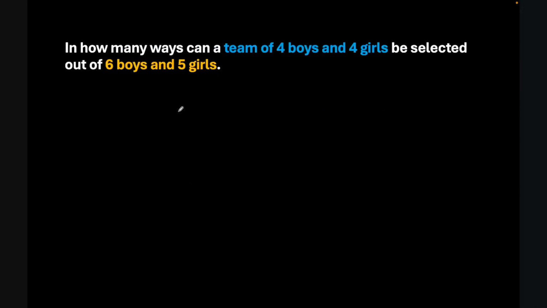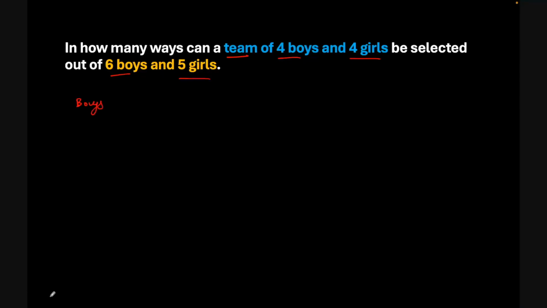Okay, let's start with a very basic example. I'm sure you've already come across these questions. If you have not, not an issue. Let's solve it. We're told that we have to create a team of 4 boys and 4 girls. That's our requirement. Out of 6 boys and 5 girls. So how do we do it? What we do is we break it apart. First, we do the individual selection of boys and girls.